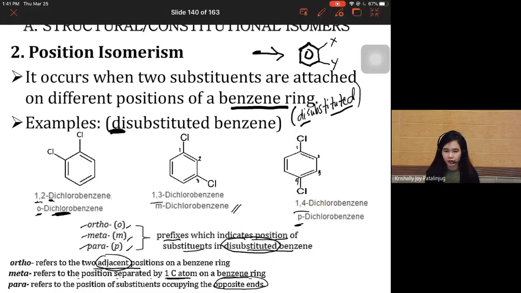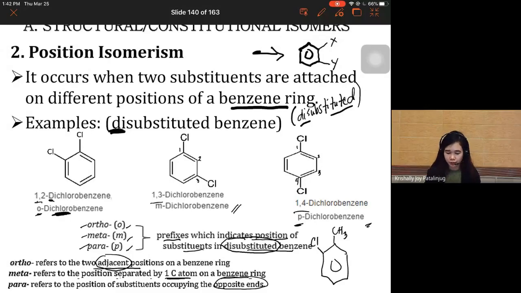Ma'am, can we use the prefixes if the substituents are different? Yes, like the earlier example, Rocco, where one is chloro and one is methyl. Yes, you can still use those prefixes as long as the benzene is di-substituted.